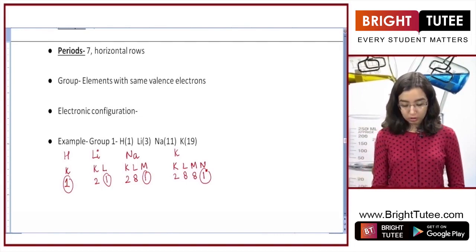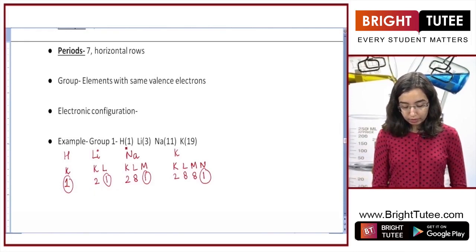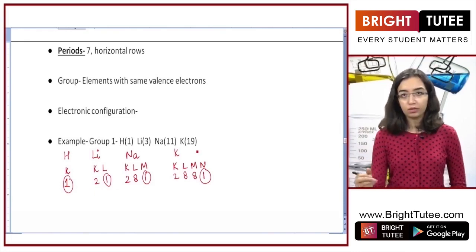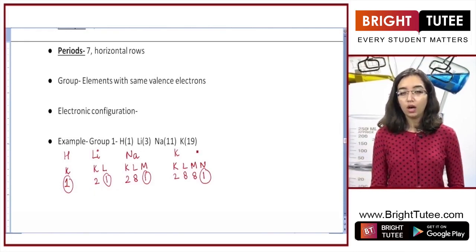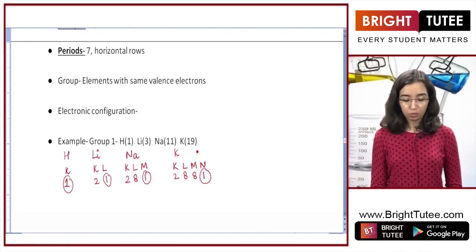The number of valence electrons will be the same. So in group 1, we have taken from hydrogen up until potassium. Even if you go further, you'll see that there's only 1 electron in the outermost shell in group 1, and that is the basis for classification.